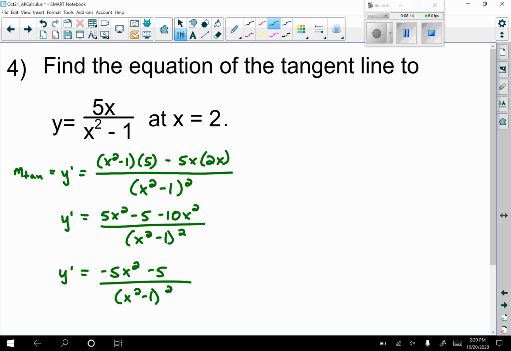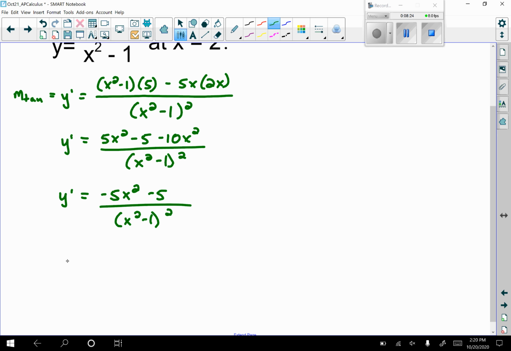Now there's two things we could do. Because we're finding it at a specific x value, we could simplify this. If not, it is perfectly fine to leave it like this and substitute the 2 in. But to make life a little bit easier, let's just try. If we factored out a negative 5, we're left with an x squared plus 1, and that does us no good. So we can just go ahead and leave this right here.